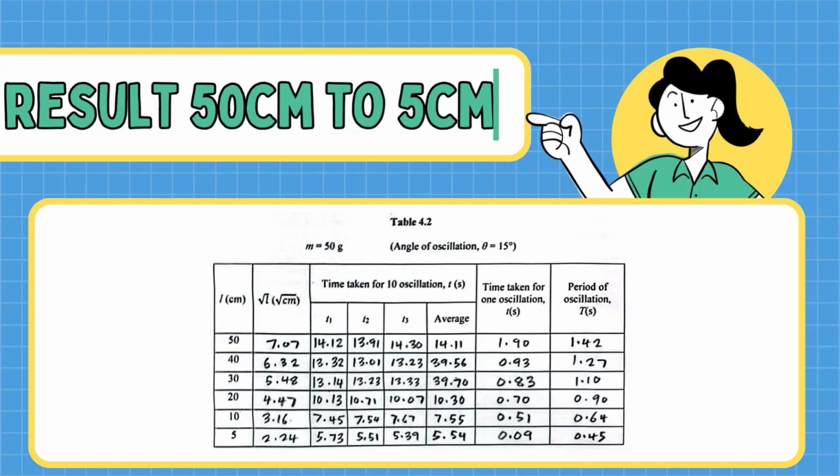Next, in table 4.2, we study the effect of string length. Here the mass of the bob was kept constant at 50 gram, while the length of string was varied from 5 cm to 50 cm. The result clearly showed that as the string length increased, the time for 10 oscillations also increased. For example, when the string length was only 5 cm, the average time for 10 oscillations was 5.54 seconds, giving a period of about 0.55 seconds.